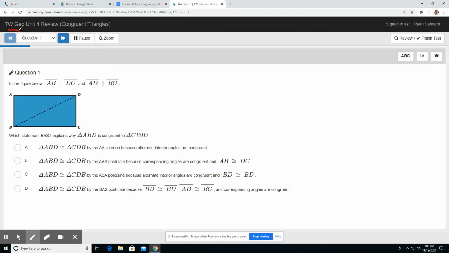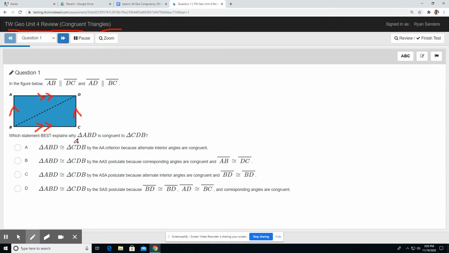All right, we're going over our Unit 4 review, talking about congruent triangles. So let's go ahead. Question 1. In the figure below, we have segment AB is parallel to DC. Whenever you read these, mark it right away. So AB, this one, is parallel to DC. There's our parallel symbol. AD is parallel to BC. All right, so we got some parallel lines going on here.